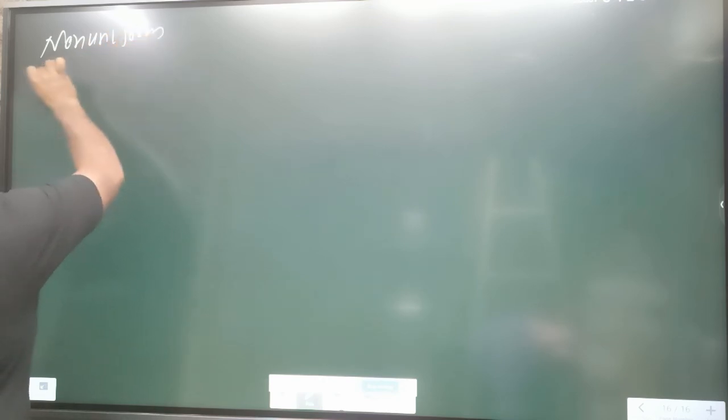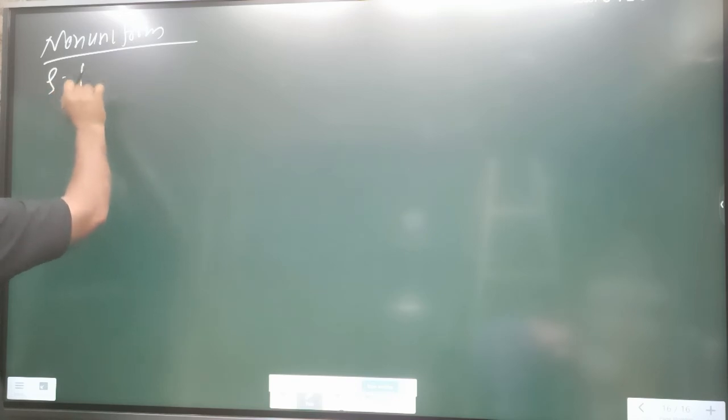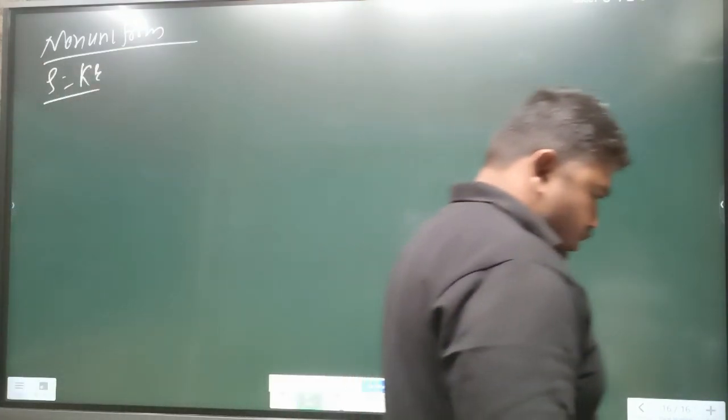Next, the system is non-uniform. System non-uniform. त्याचा आन्सर किती आलं? Rho is Q upon pi epsilon 0 r square का? KQ upon R square. KQ upon epsilon 0 r. हाँ, okay. ठीक है.